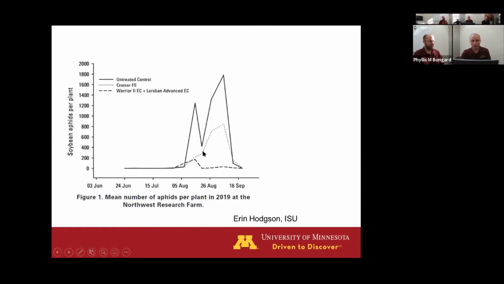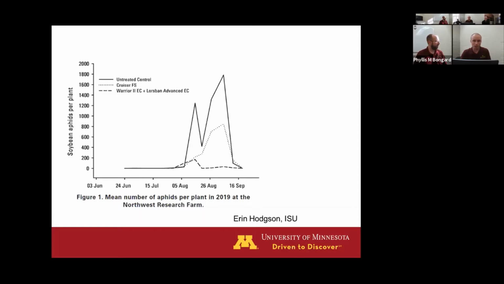That dotted line represents aphid counts from plants that had a Cruiser thiamethoxam seed treatment. And then the dashed line is soybean that was treated with a foliar insecticide when thresholds were reached or nearly reached. And what we see is, the foliar worked great, suppressing those aphid populations. There was some impact of that seed treatment on the aphid populations.